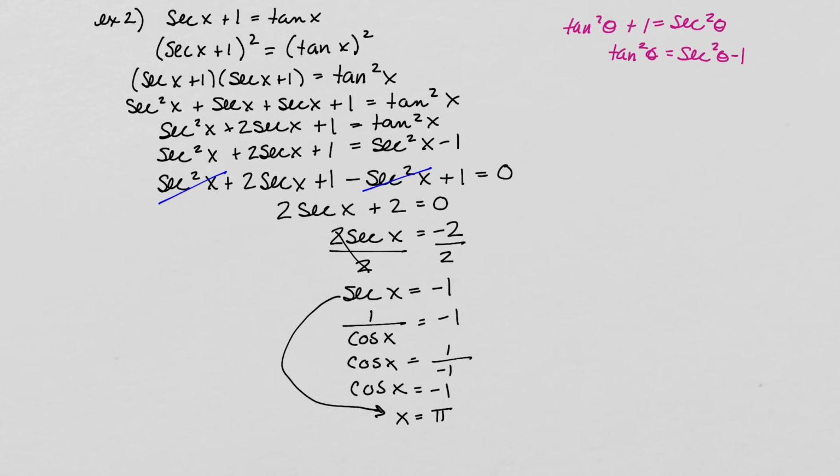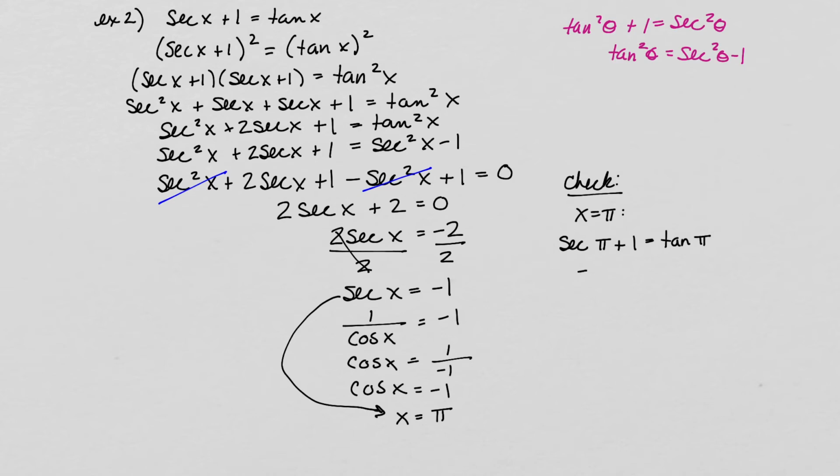So remember, though, we squared both sides, so we're not done. We have to check our answer, right? So if we check our answer, we're looking at x equals pi. And again, you want to go back into the very original before you've squared it. So we want to know, well, is the secant of pi plus 1, is that equal to the tangent of pi?